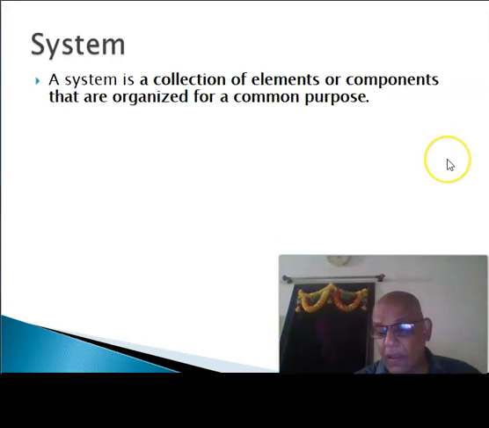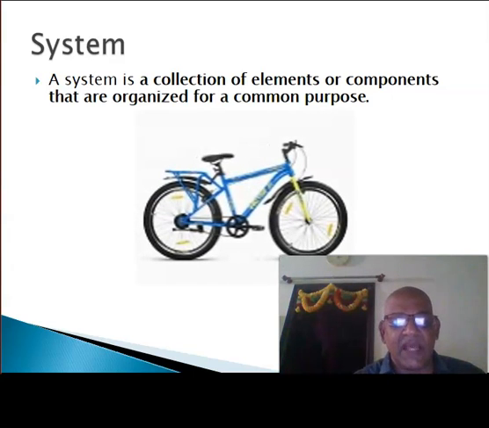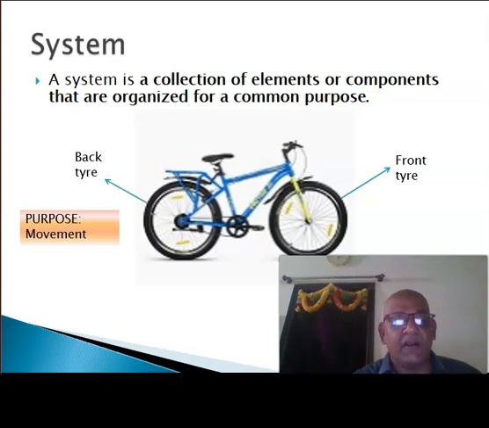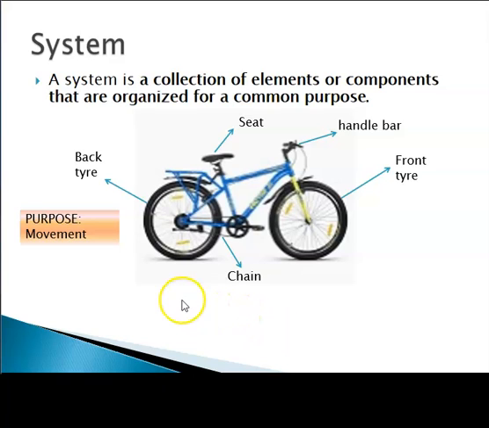common purpose. Let us look a bit more into this with the help of an example, namely the bicycle that we have already seen. This bicycle has a purpose, namely movement. To achieve this purpose, several components are assembled to make this system that we call a bicycle. For example, we have these components: front tire, back tire, and then handlebar, seat, chain, pedals, brakes, and so on. All these components are assembled for serving the single purpose, movement.